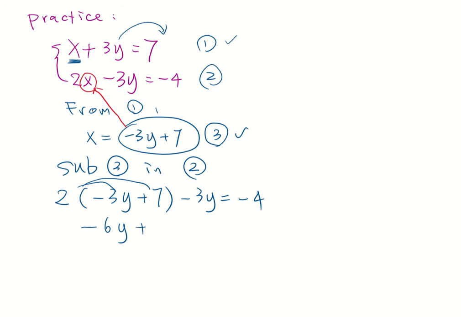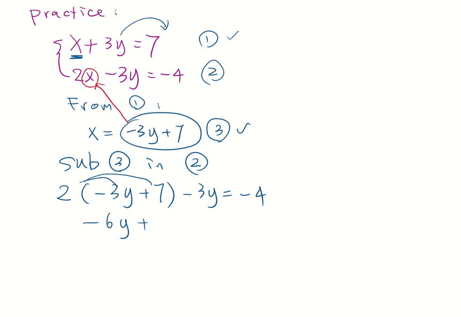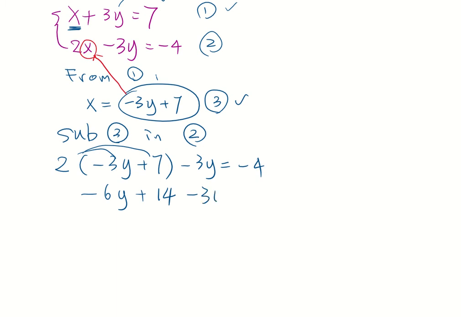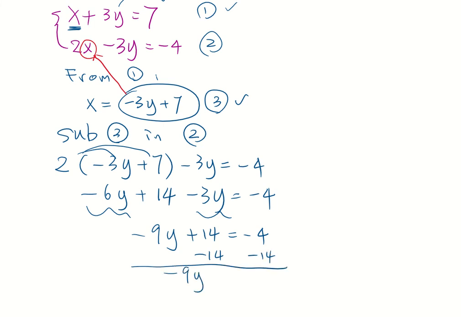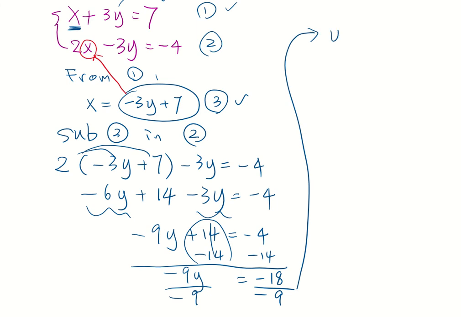Okay, I will continue solving this problem. So 14 here, minus 3y equals -4. So combine like terms, -9y plus 14 equals -4. Subtract 14 on both sides. You have -9y, this part is gone, equals -18. Divide both sides by -9. You will get, I'll write over here, y equals +2.